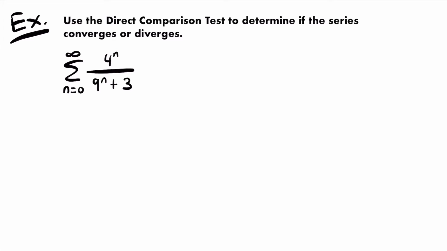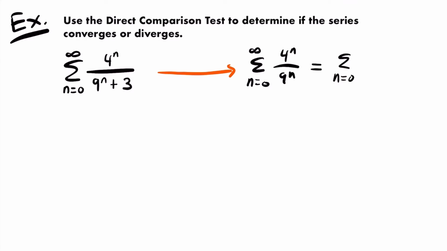Well, if we look at the features of this series, we have 4 raised to a power of n and 9 raised to a power of n. And so this looks very similar to a geometric series, where we have some value raised to a power of n. Right, so if we ignore this plus 3 right here, we can compare this series to the following geometric series: the sum from n equals 0 to infinity of 4 to the power of n divided by 9 to the power of n. And of course, that would be equal to the sum from n equals 0 to infinity of 4/9 to the power of n.